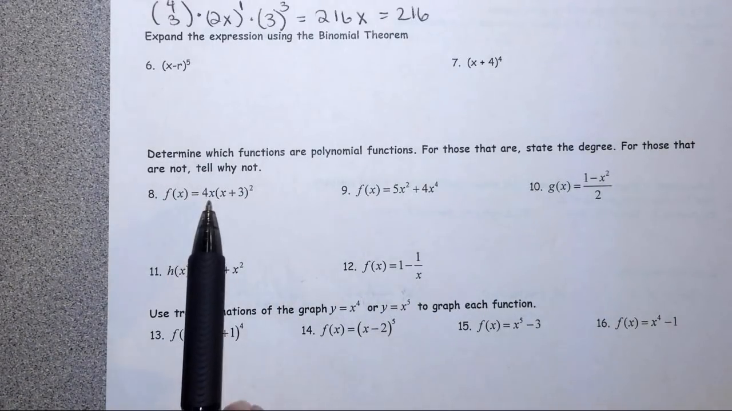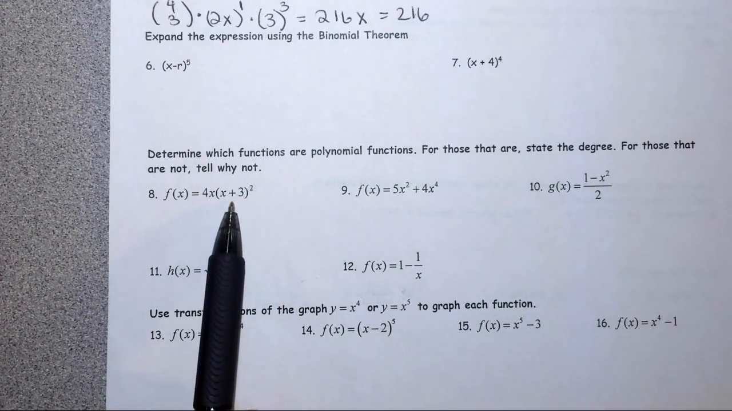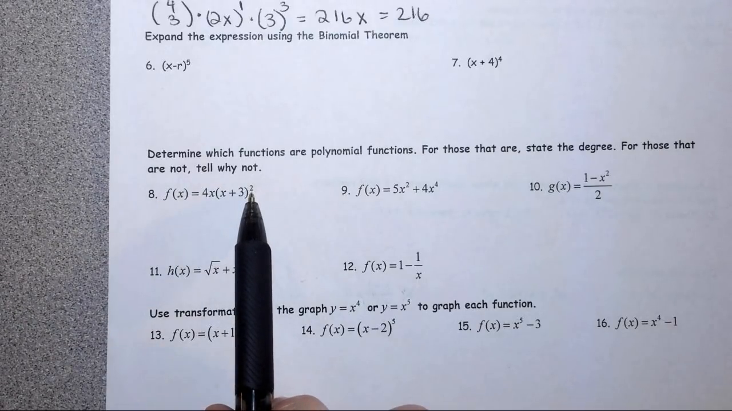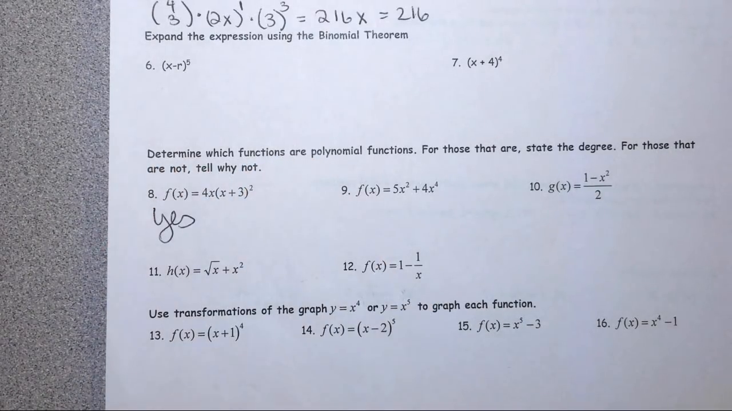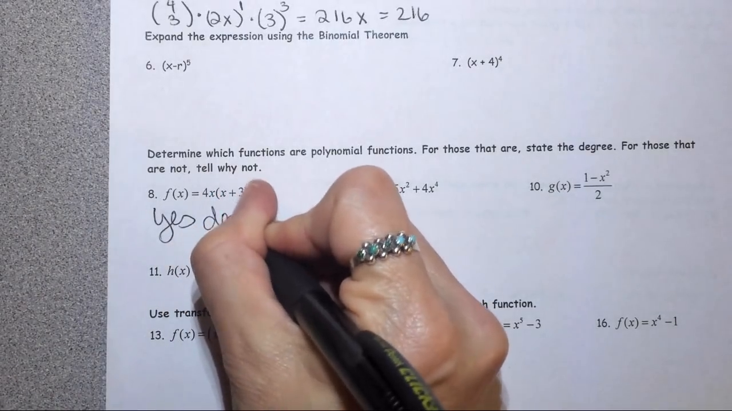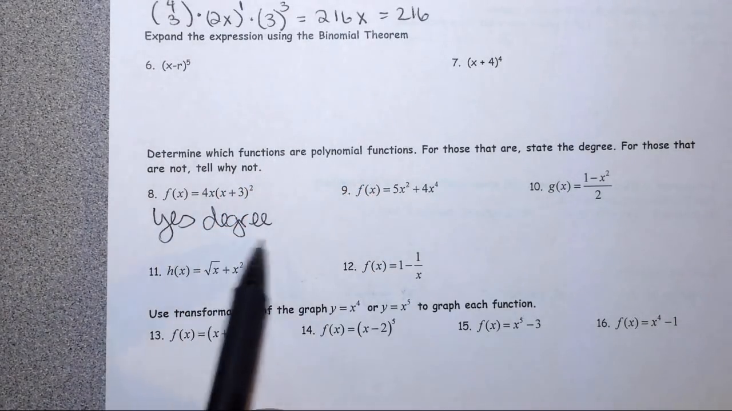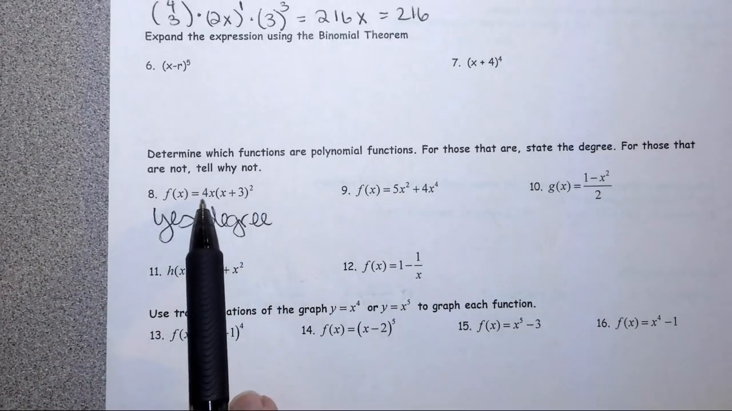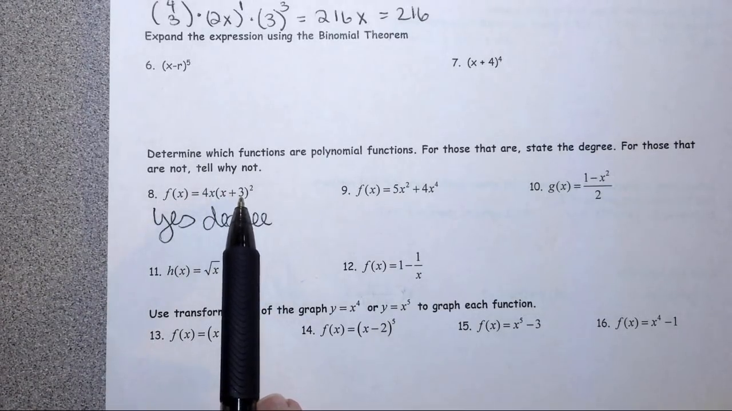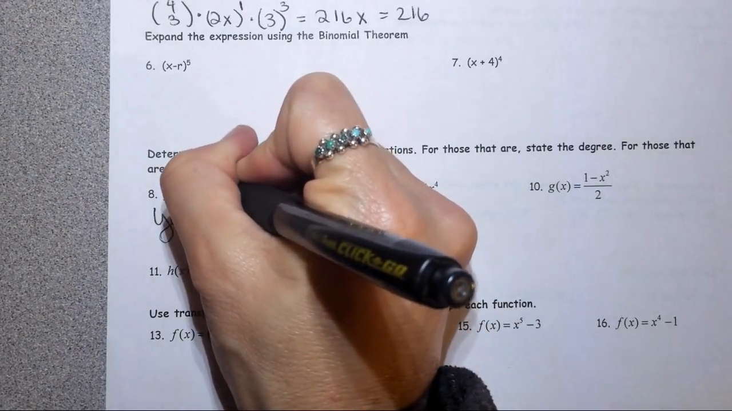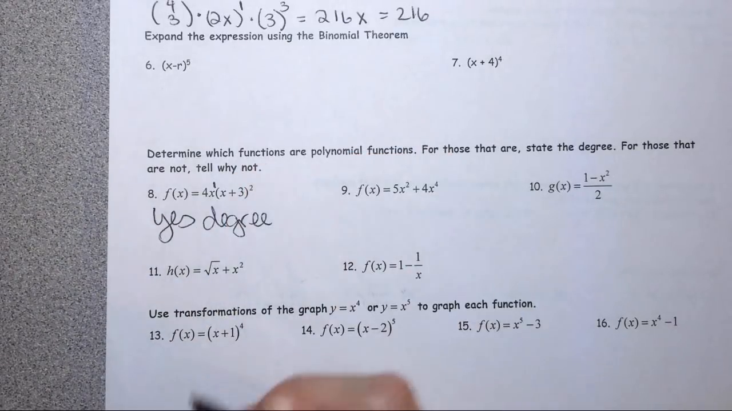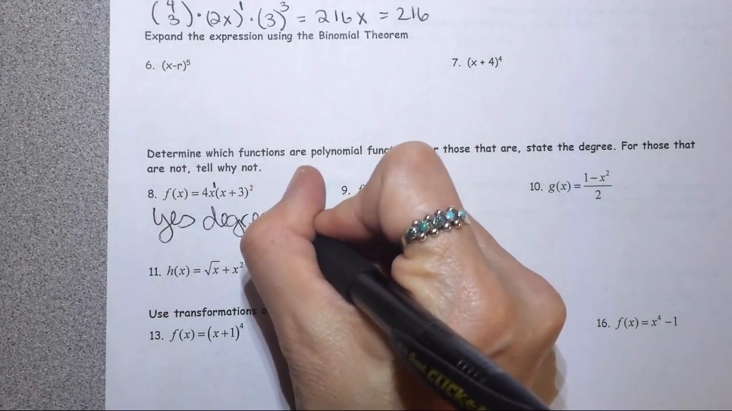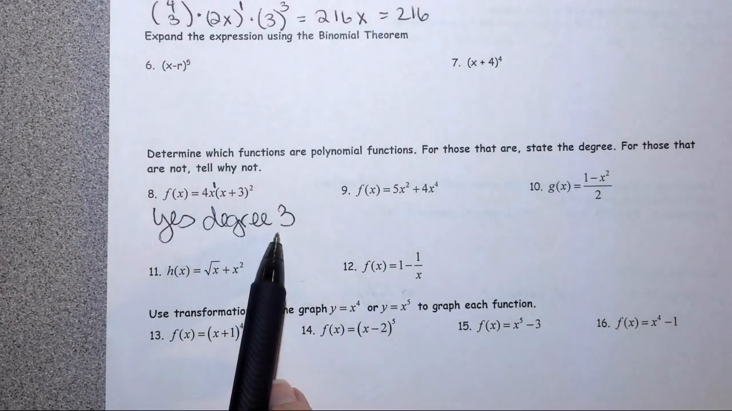So let's go look at number 8. It only has one variable, just x's. It does have an exponent of 2, but that's a positive and it's a whole number, so that part's good. And there's no imaginary numbers. So yes, this is a polynomial. And when they ask you for the degree, you're going to pick the largest degree after you've simplified. Because this says 4x times x plus 3 squared, for multiplication, you need to add your exponents. So if I have x squared and x to the first, it means my biggest degree is going to be x to the third. So this will have a degree of 3.